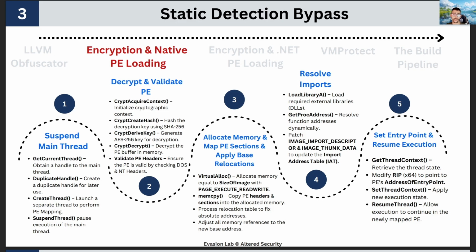And also there is no new thread creation and no new image loading. It's a stealthy execution flow since we manually control execution and we don't use the PE loader, the built-in PE loader. So it becomes much harder for security tools to detect this technique.